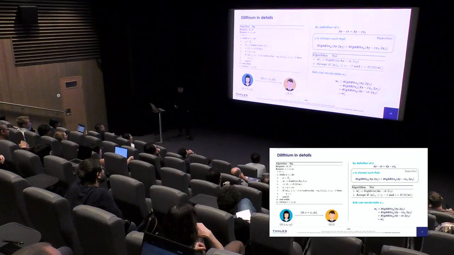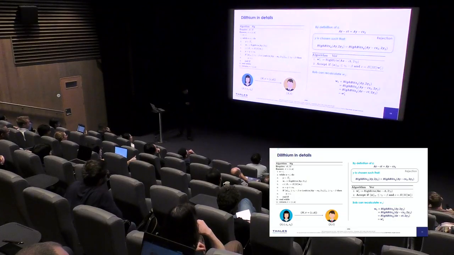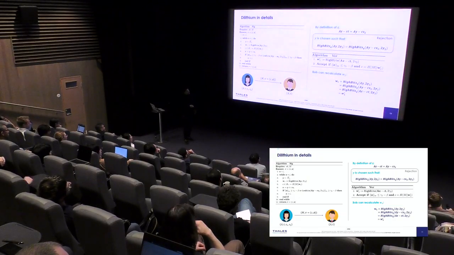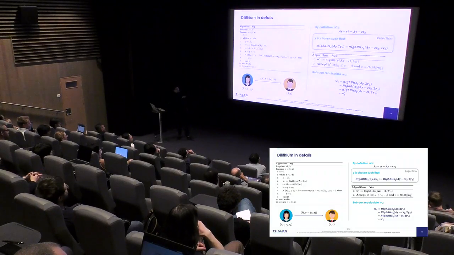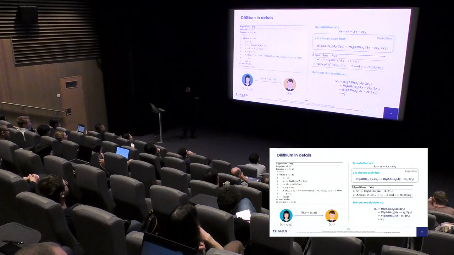Then for Bob to verify the signature, he will recompute the challenge by calculating the high bits of AZ minus CT, which are the same as the high bits of AY. And then he will verify that the response to the challenge, Z, verifies the bound imposed during the signature time.